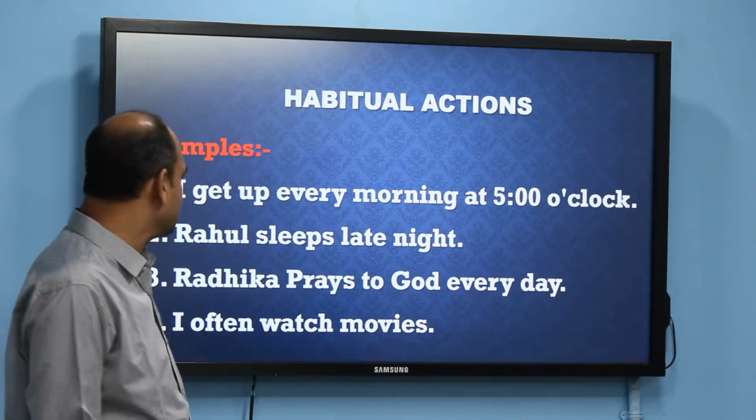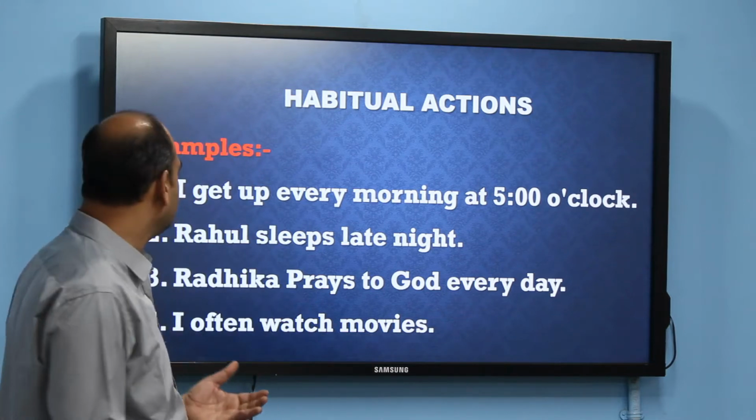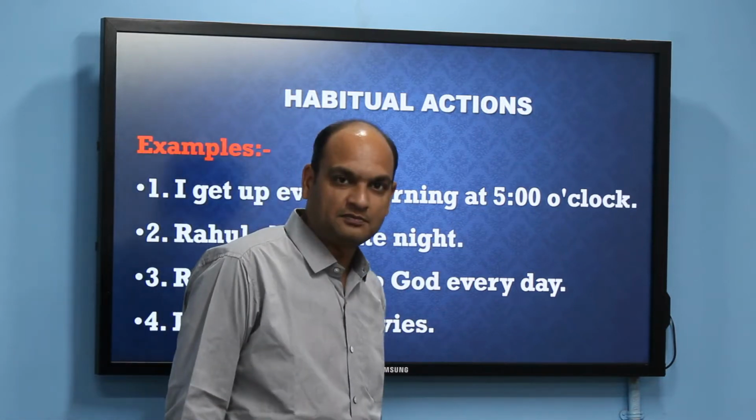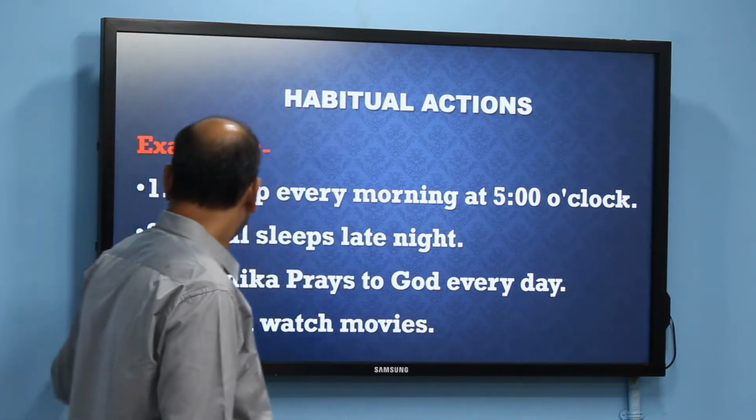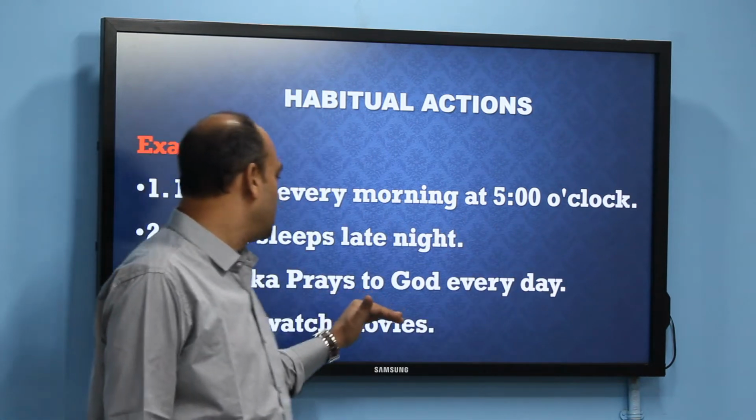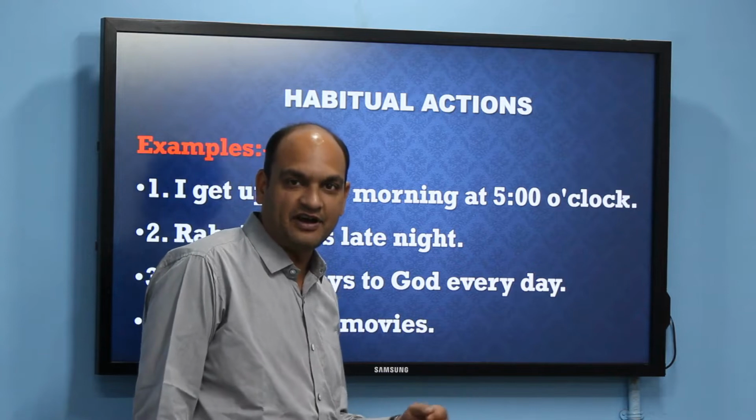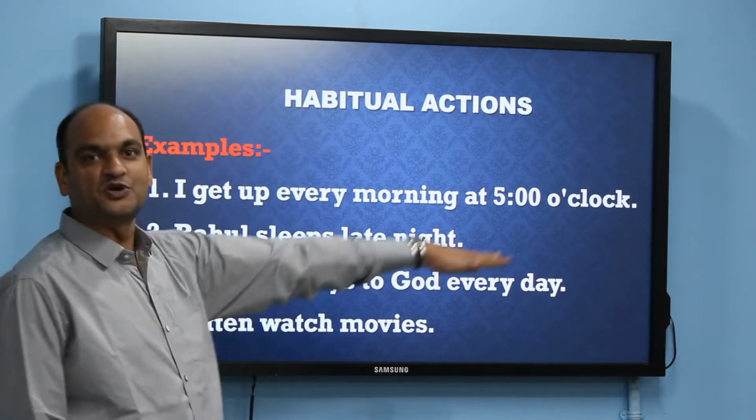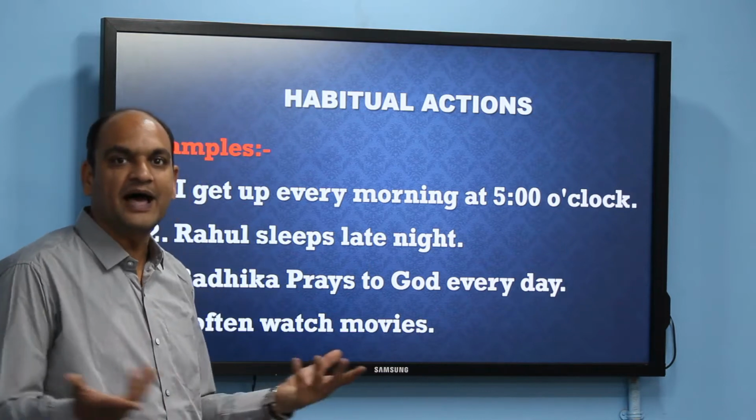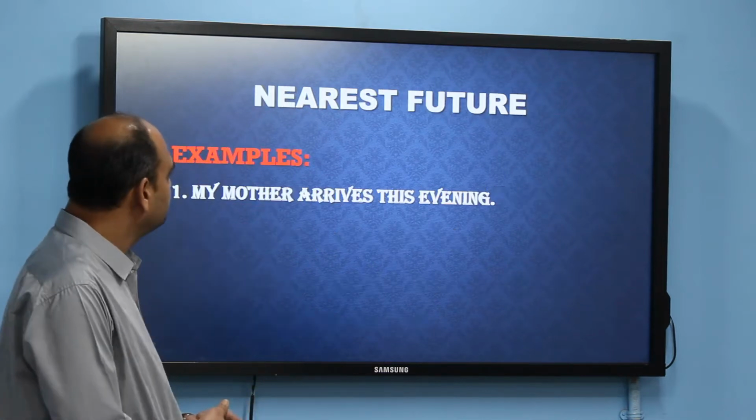Then comes the habitual action. Habits are habitual. So examples: I get up every morning at 5 o'clock. Rahul sleeps late at night. Radhika prays to God every day, and I often watch movies. These are my habits. These are habitual things.